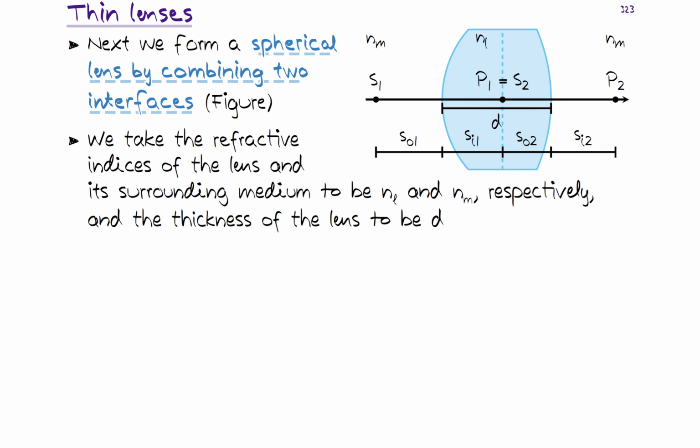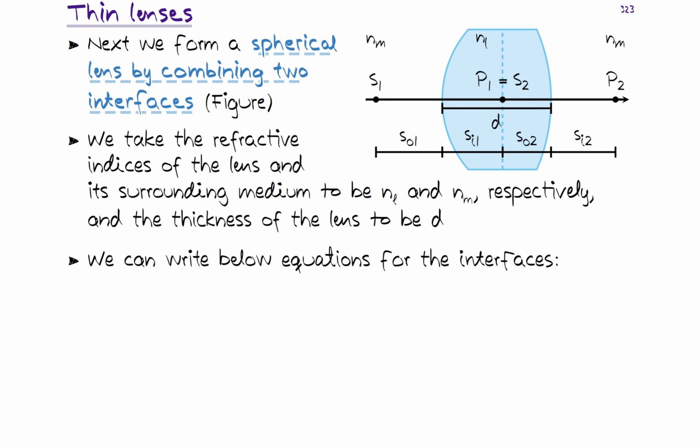Most of the time when we actually do calculations, we can take the surrounding medium to be air, so NM is most of the time just unity. And the thickness of the lens, let's assume that is D, as shown in the middle part of the figure. And now we can write equations for the two interfaces of interest. This was the equation we just derived in the previous lecture, so we can apply that for the first interface on the left-hand side.